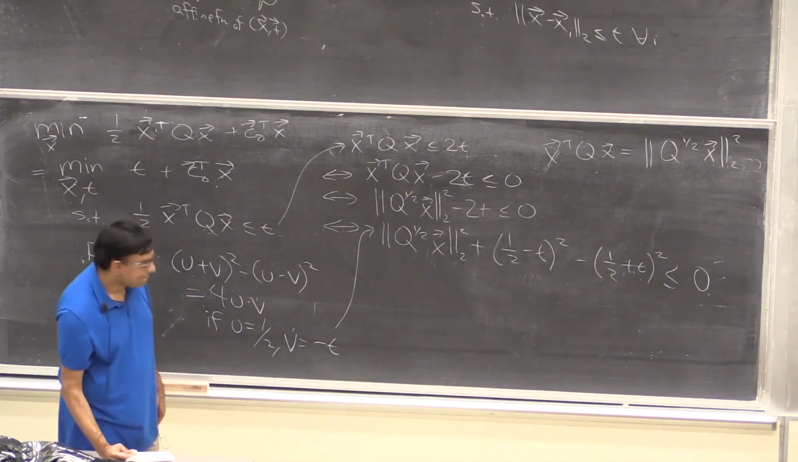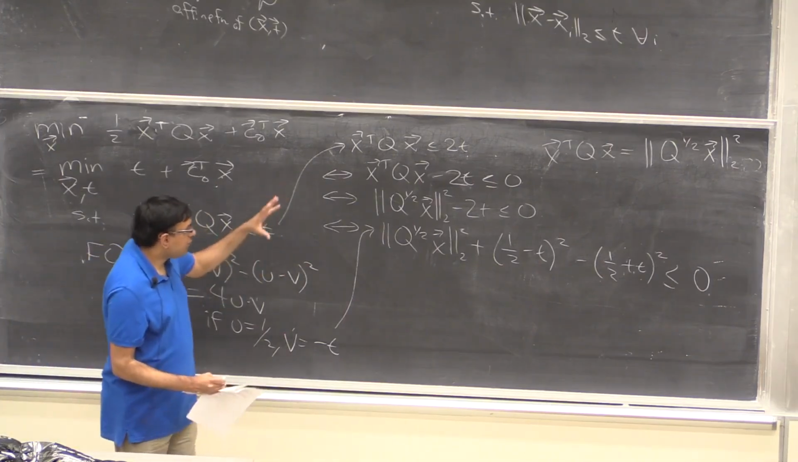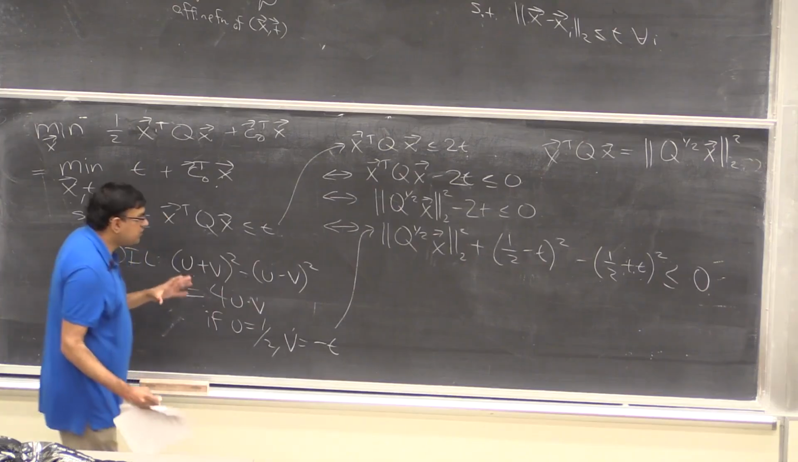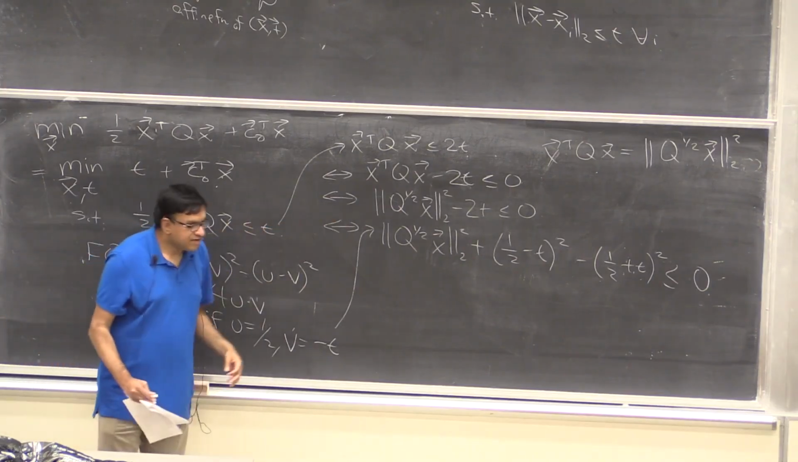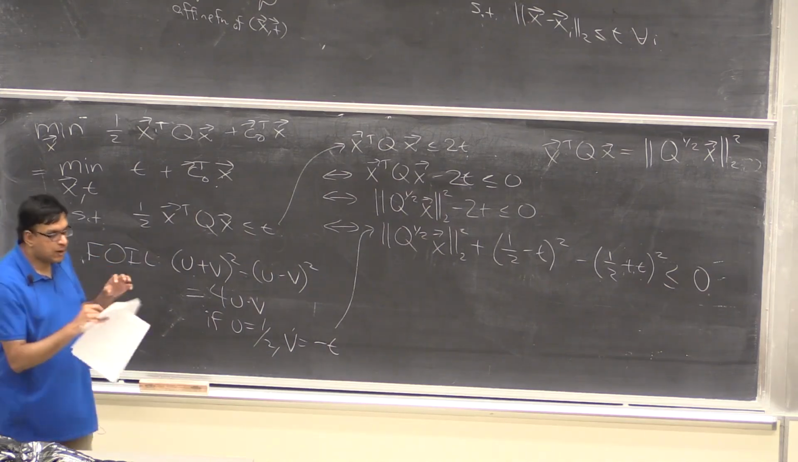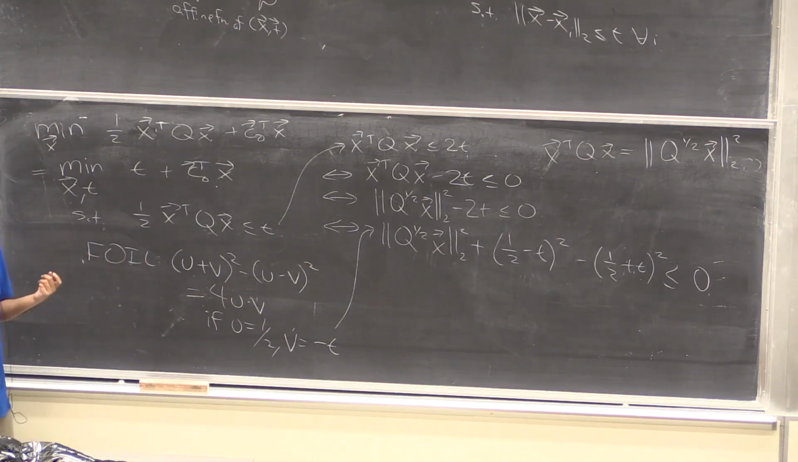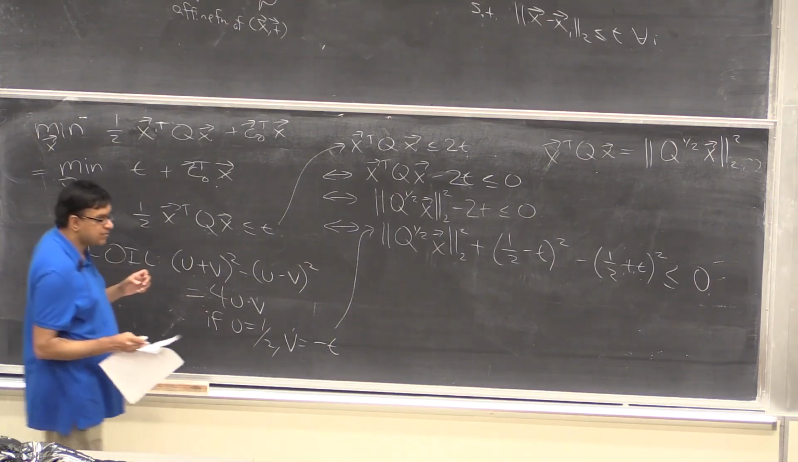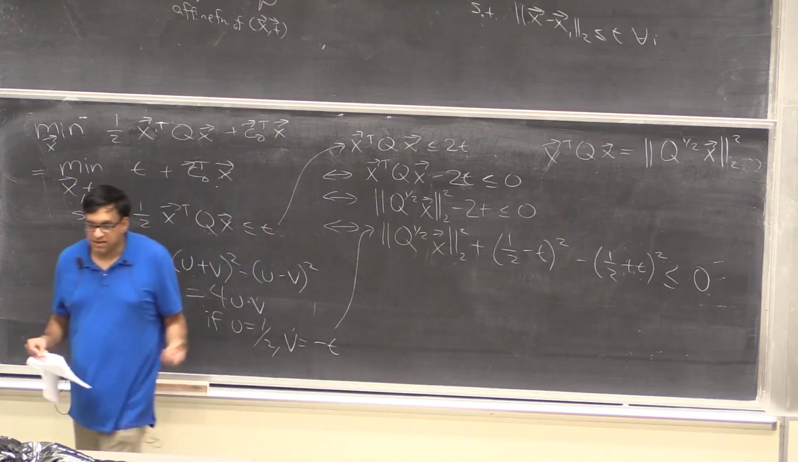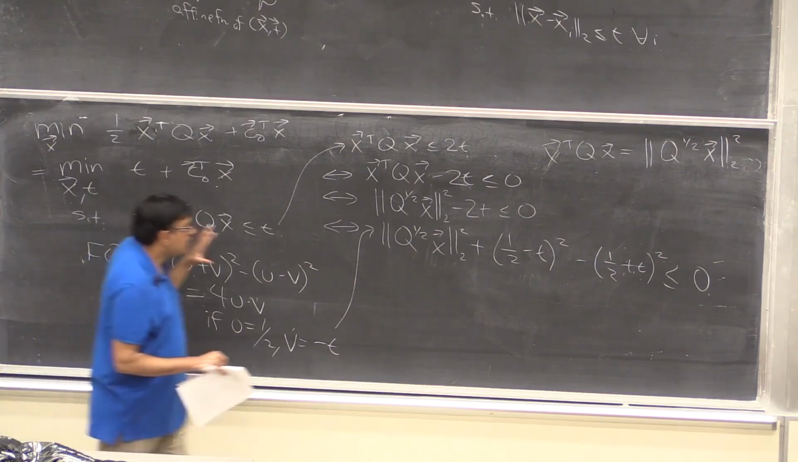Sorry, what's up? Can you explain again what the point of doing the FOIL thing was? So again, the point of doing this FOIL thing is because we want to write everything here as a sum of squares or a difference of squares, so that at the end, after we rearrange, we can take square roots and we can get two norms, okay? Because the two norm is just a square root of a sum of squares. That's at least the intuition I had when I came up with this.